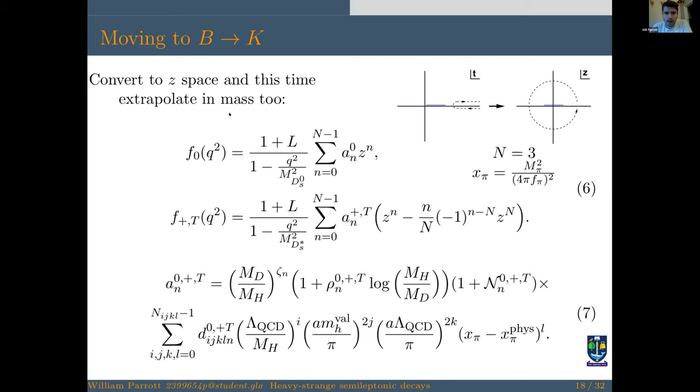So we need the z expansion. Not going to talk you through the whole thing, but similar to the D decay case, the main difference here is that we're now including an extrapolation in the heavy mass, which is an HQET-inspired polynomial in the inverse heavy mass here, which allows us to fit all those different heavy masses and to then evaluate at the B mass, or indeed any mass we should choose.